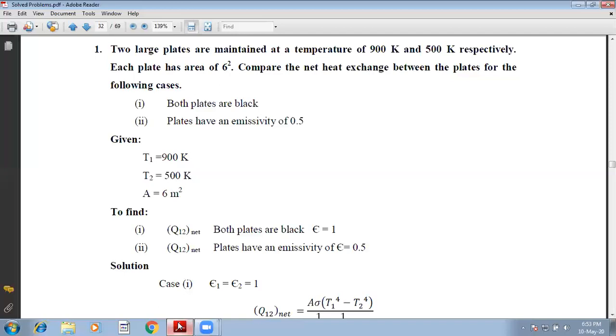We will come across one more type of body, which is a gray body. Generally, a gray body is defined as a body in which the radiative properties, it could be absorptivity, reflectivity, or transmissivity, are assumed to be uniform over the entire wavelength of the spectrum. Such a body is termed a gray body.